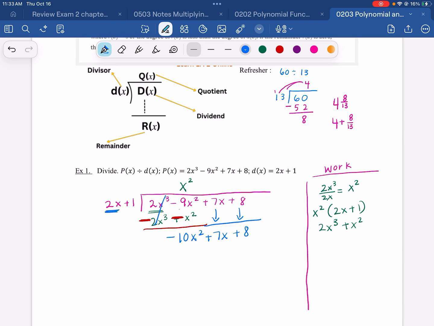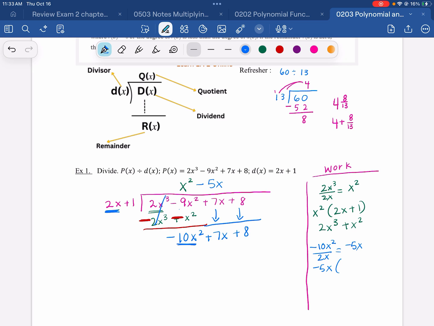What do I need to multiply my first term to my first term? So what do I need to multiply 2x by to get to -10x squared? If I don't know, I come over here and I'm dividing. -10x squared divided by 2x gives me -5x. So I'm taking my -5x. Okay, I'm going to put -5x up here.